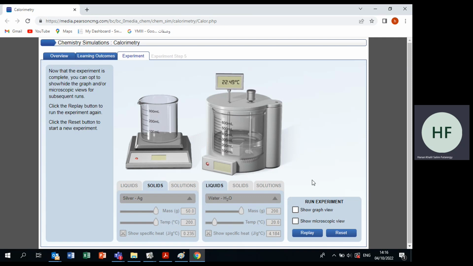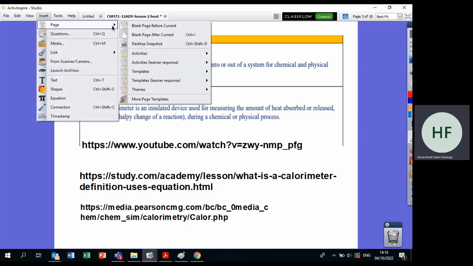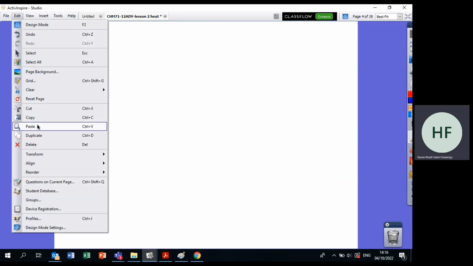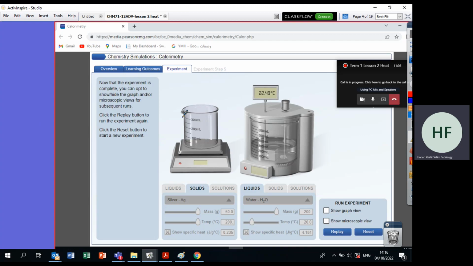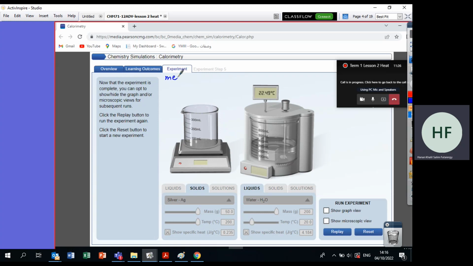Now I will use this slide to do some calculations. Let me show you the calculations that you will have to do here. First you have to remember that I have two things. I will separate them. I will write the metal here and all the information related to the metal, and I will write the water here. Now for the metal, the mass of metal is 50 grams. The T initial is 200. And the specific heat C is 0.235.